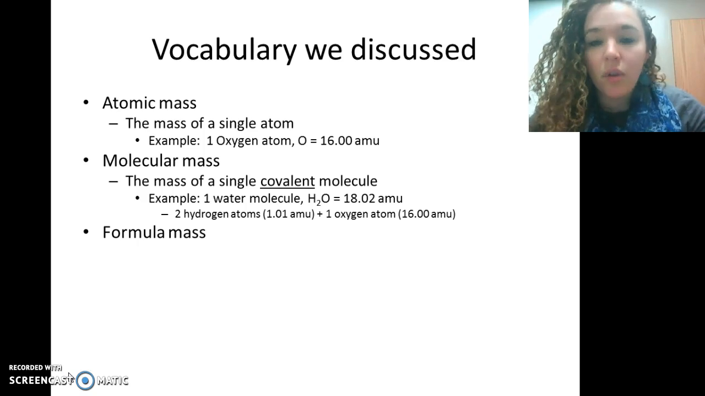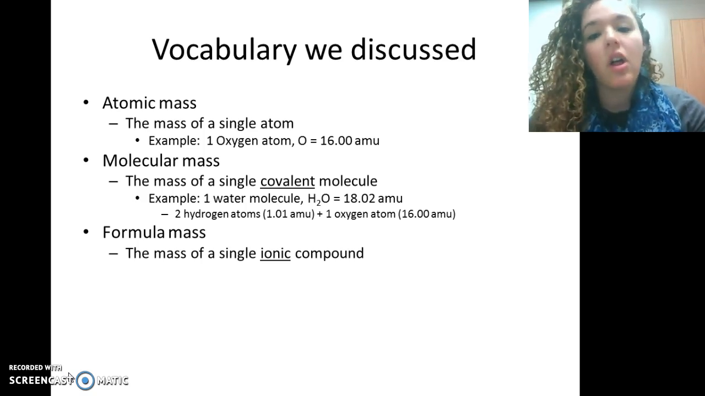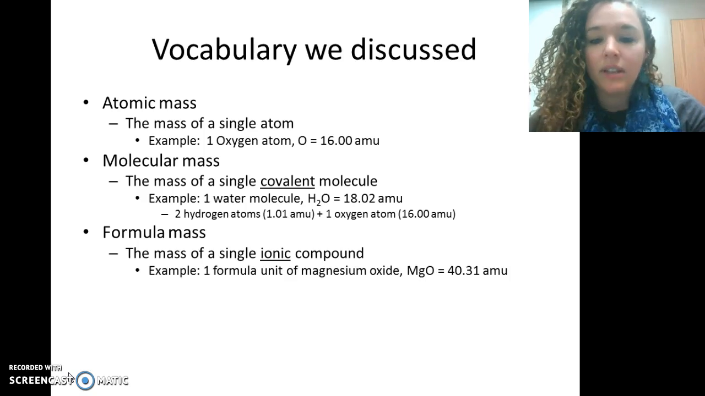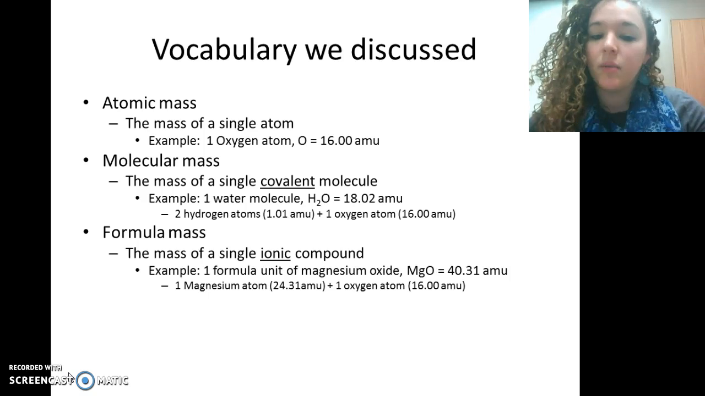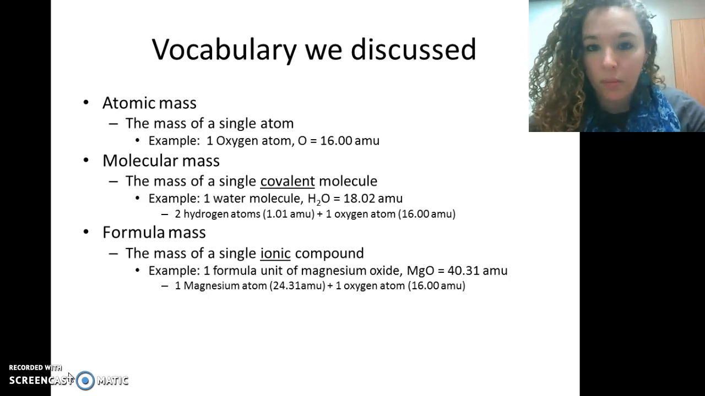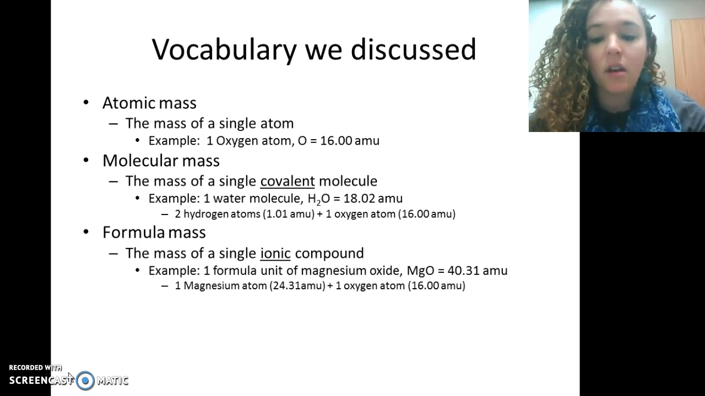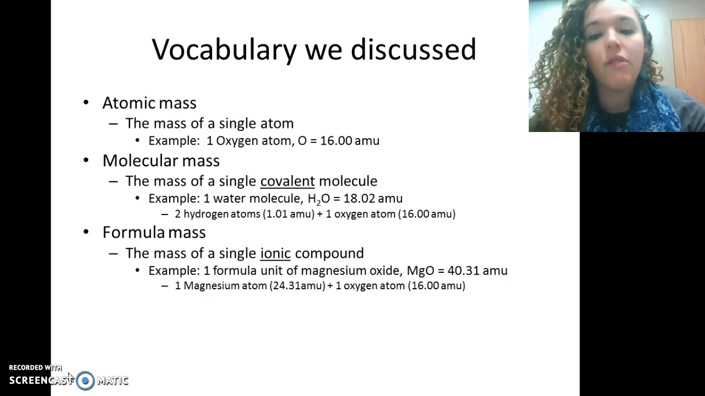Separate from that is the formula mass, very similar to molecular mass. The only difference is that it refers to an ionic compound, the mass of a single ionic compound. For example, if you have magnesium oxide with a formula mass of 40.31, the way we find that is we find the atomic mass of one magnesium atom, 24.31 AMU, plus the mass of one oxygen atom, which is 16 AMU, and you add those two things together and you get the formula mass of the ionic compound.